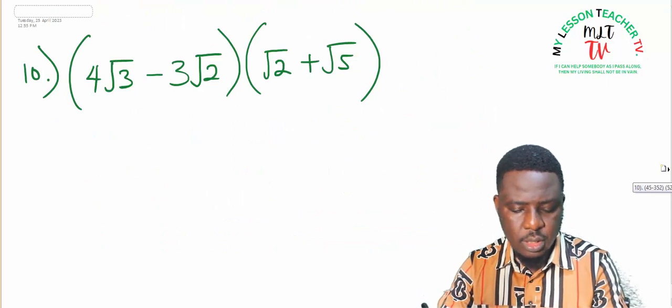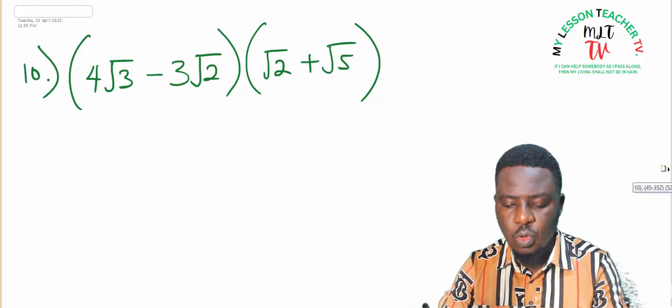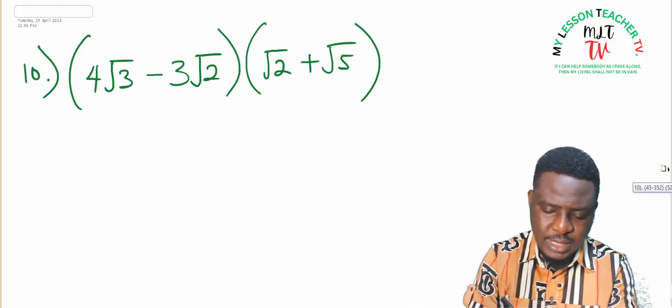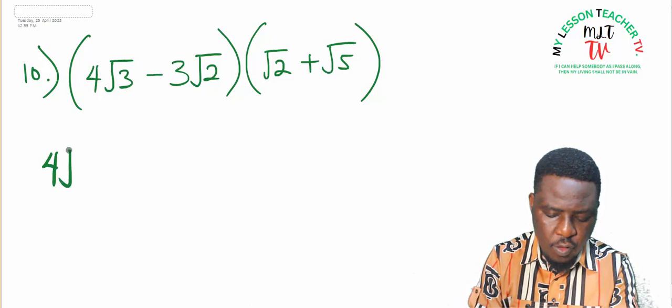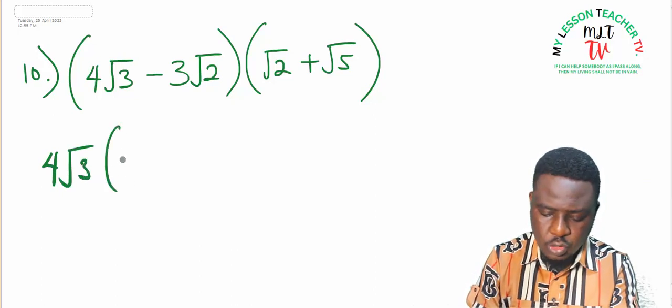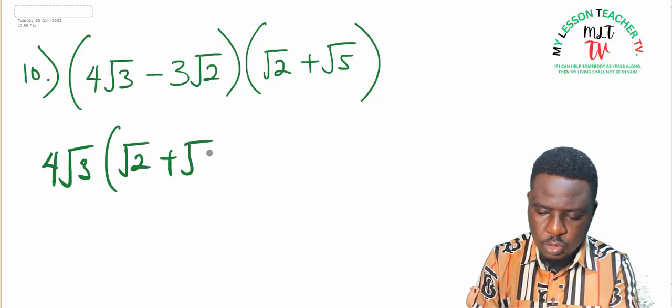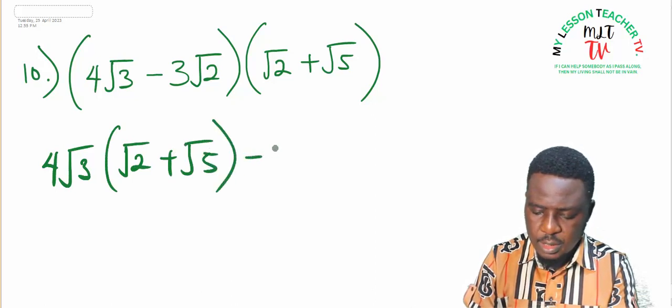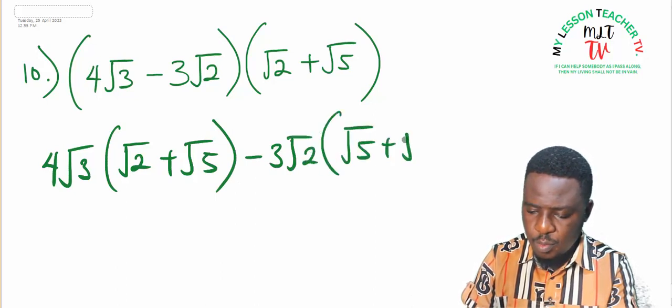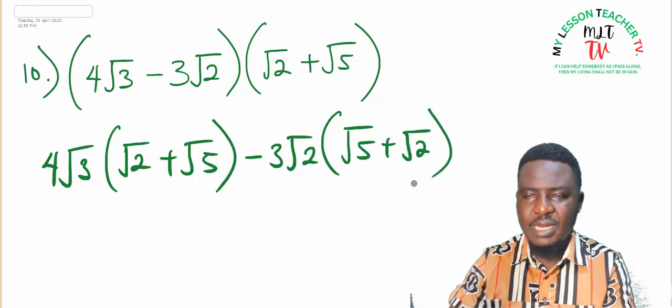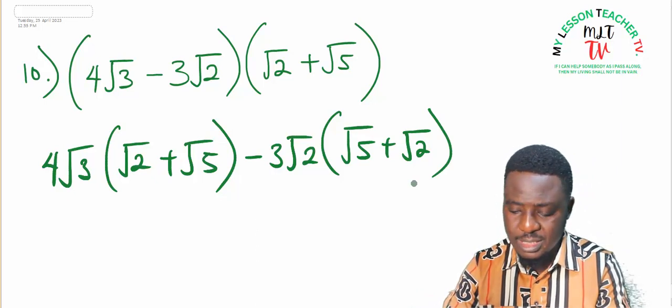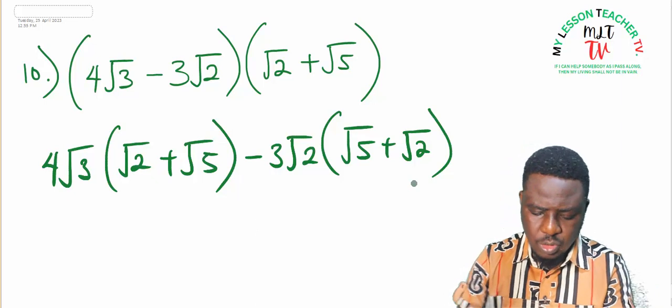Question 10. We are to multiply bracket 4 root 3 minus 3 root 2 with bracket root 2 plus root 5. So splitting the first bracket into 2, we have 4 root 3 into root 2 plus root 5 minus 3 root 2 to multiply root 2 plus root 5. They are commutative, so you can decide to rearrange them.